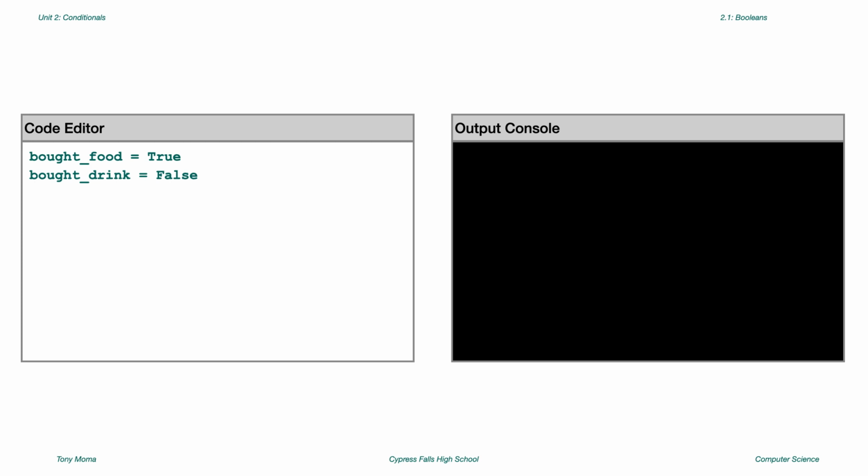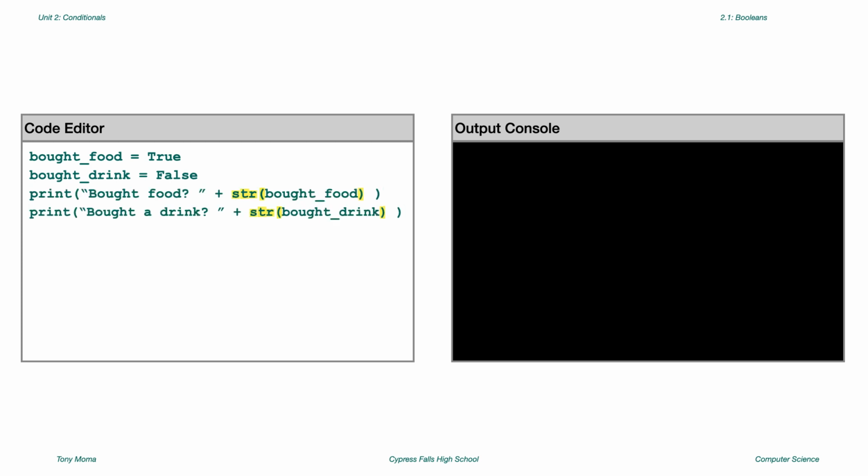Booleans can be concatenated with strings using the str method, as you see here in lines 3 and 4. Without the str method, Python would flag an error message because it will not allow me to concatenate a string with a Boolean. Thus, after executing this code, this would be my output. It would print out bought food followed by true, since that's the value that was stored in the bought food variable. Then it would print out bought a drink followed by false, since that false is the value that was stored in the bought drink variable.